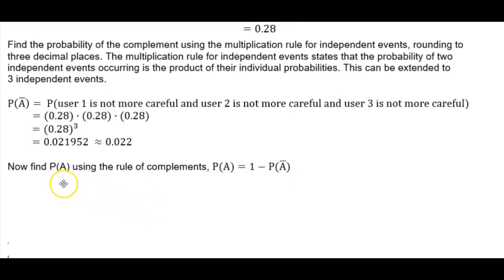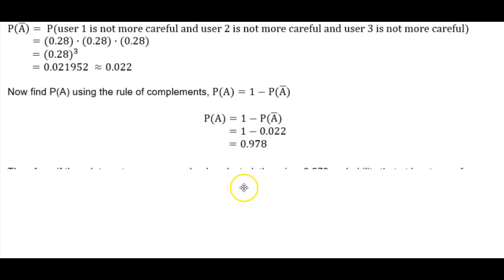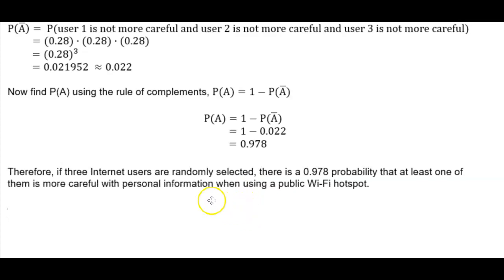Now what we want to do is find the probability of event A using the rule of complements. The probability of event A is equal to 1 minus the probability of the complement of A. So there's our formula, and we know that the probability of the complement is 0.022. We're going to take 1 and subtract that value, and we get 0.978. Therefore, if 3 internet users are randomly selected, there is a 0.978 probability that at least one of them is more careful with personal information when using a public Wi-Fi hotspot.